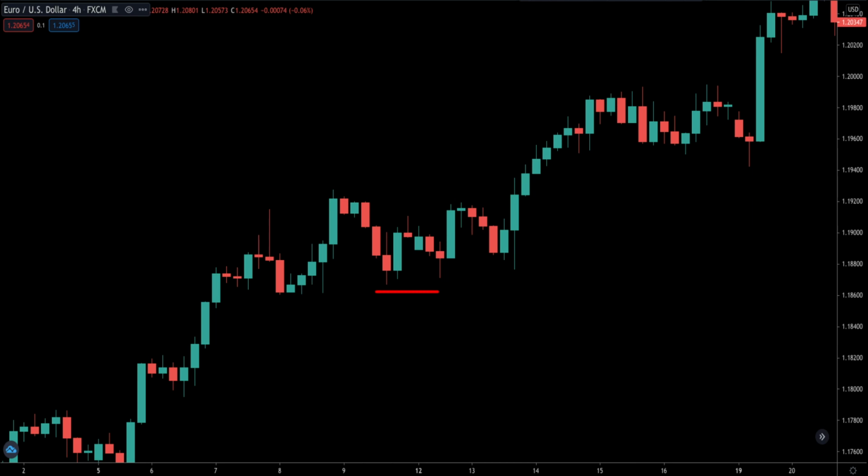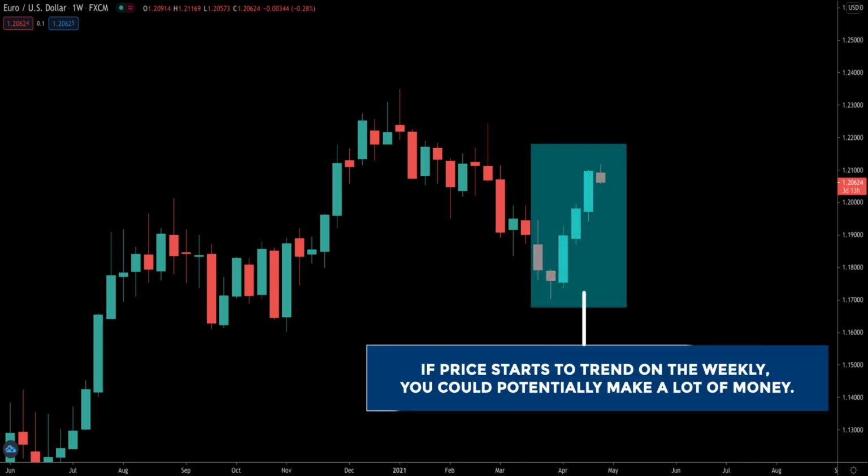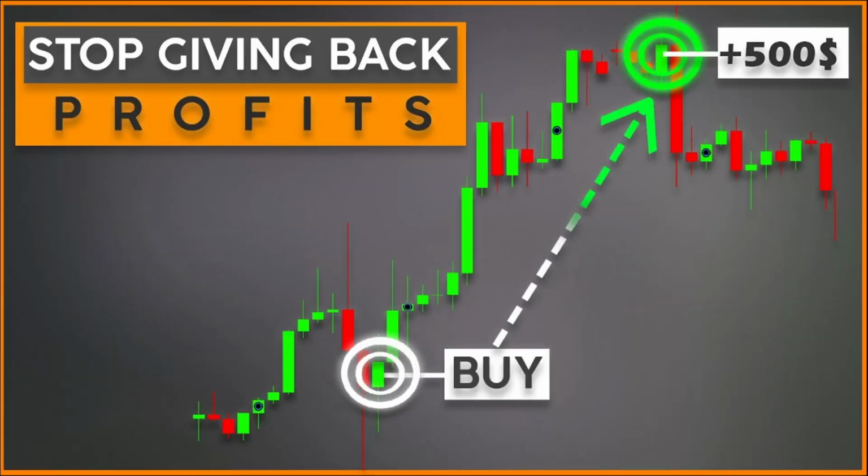But if you are a little more experienced and know how to trail your stop loss, that's something that you could do as well. Personally, I opt to do that because I have the experience, and remember, we are trading with the higher time frame momentum. Thus, if price starts to trend on the weekly chart, that could potentially mean a lot of money. I'm talking about big juicy reward to risk trades like 1:10. But anyhow, that's if you are more advanced.